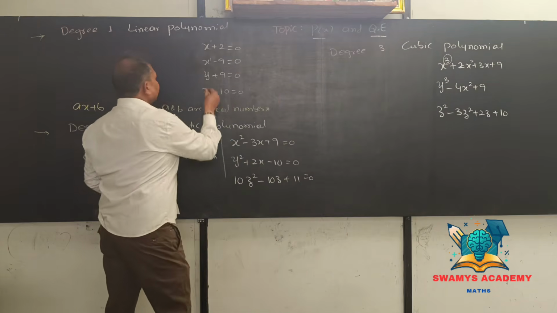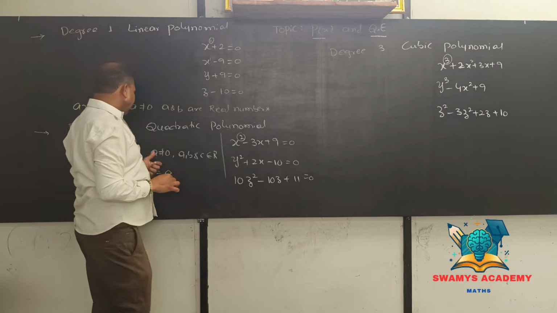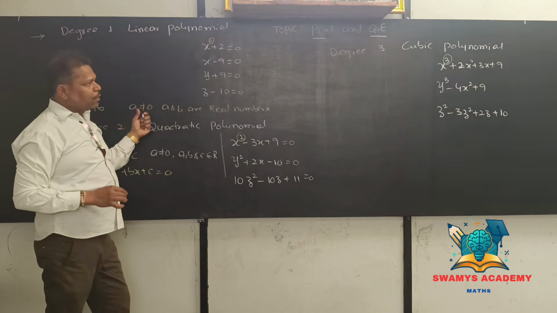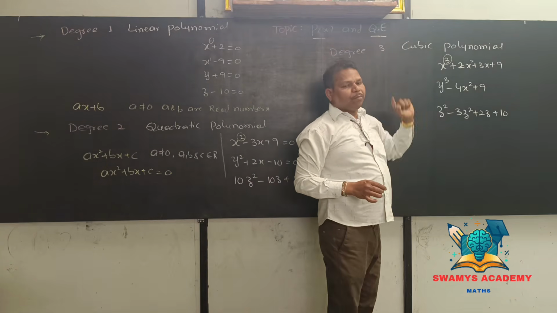In this case, the degree needs to be 1 to become linear, and the degree should be 2 to become quadratic. To get degree 3, that will be called a cubic polynomial.